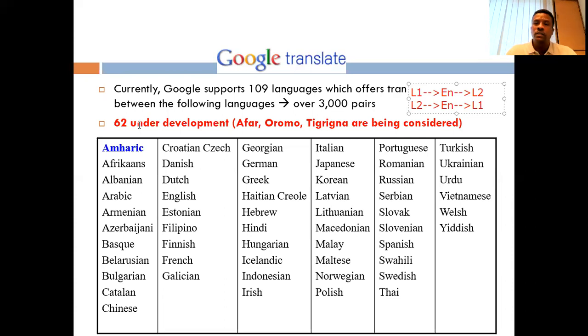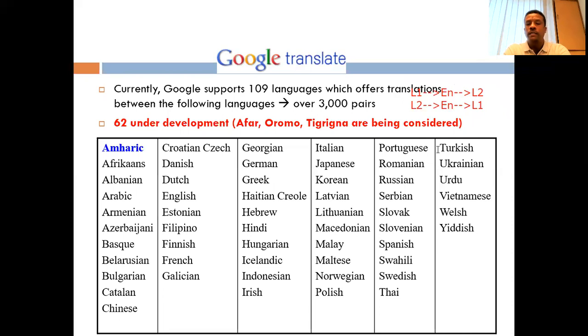And in these 62 new additions, which are under development, mind you, they are not yet active, but they are under development, we have 3 local languages, which are Afar, Afan Oromo, and Tigrinya, being considered in this additional 62 languages.